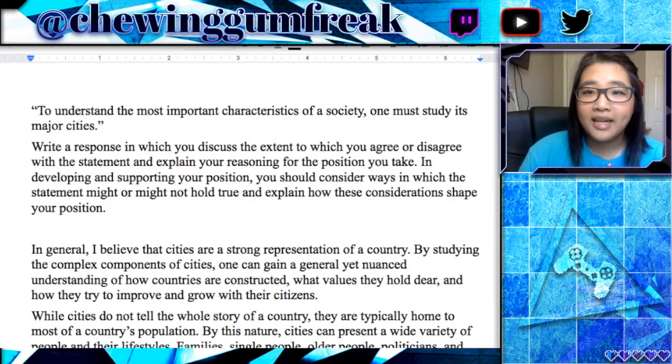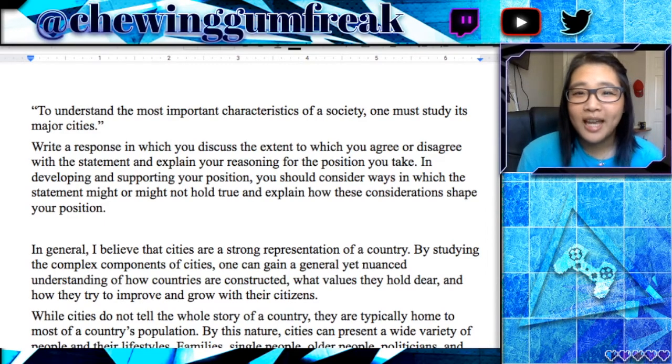So with that in mind, let's look at my introduction. In general, I believe that cities are a strong representation of a country. By studying the complex components of cities, one can gain a general yet nuanced understanding of how countries are constructed, what values they hold dear, and how they try to improve and grow with their citizens.